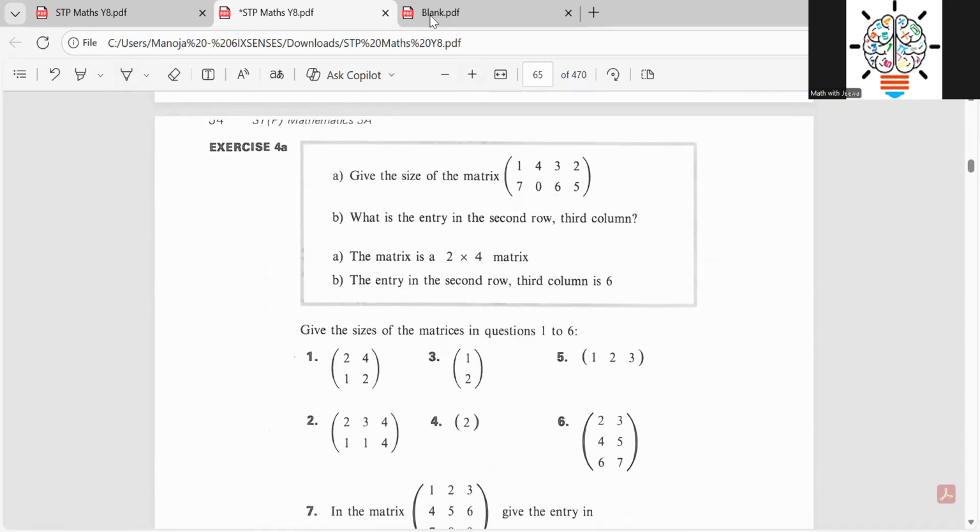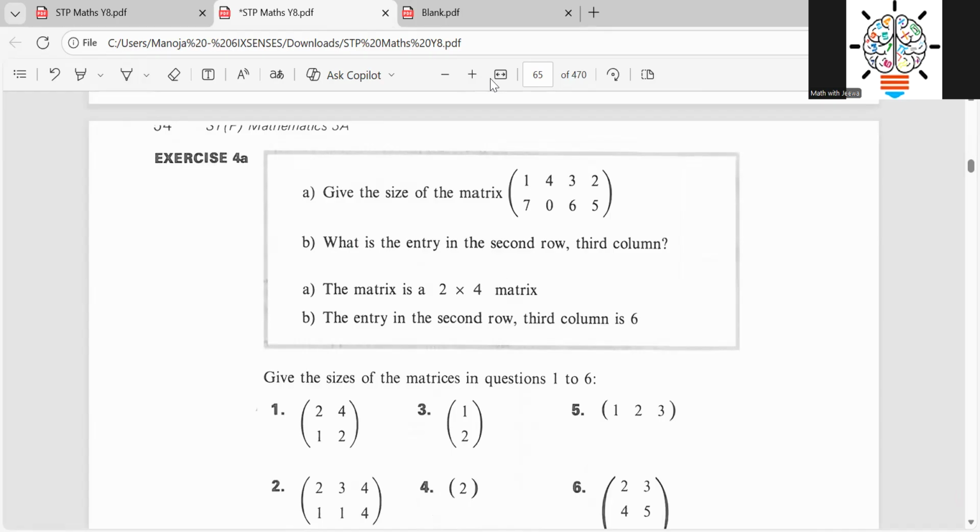Now you just see, here they have given us an example. Give the size of the matrix. First you see how many rows you have. We have 2 rows. And how many columns do we have, children? We have 4 columns. So how do you write the size?